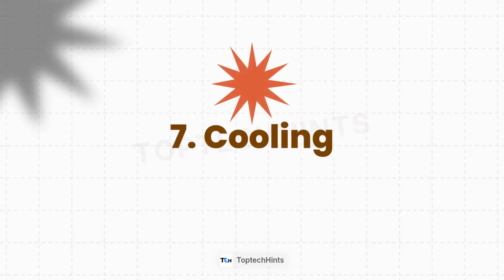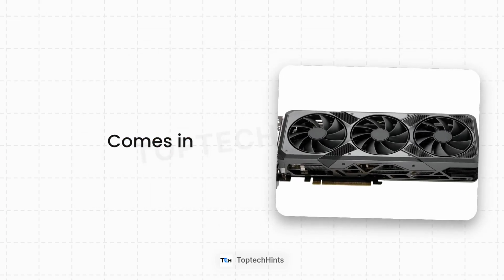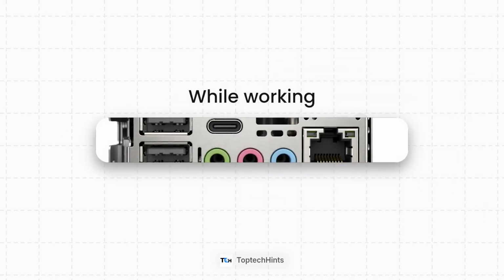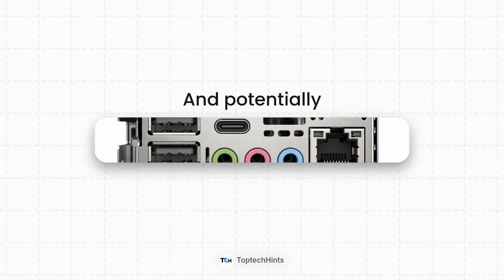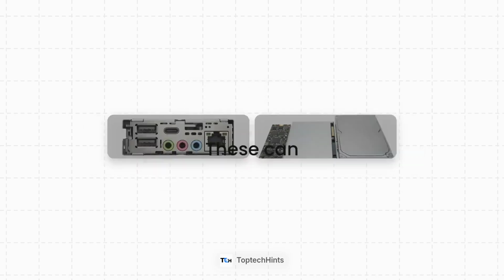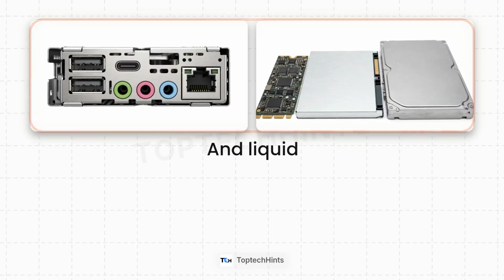Number 7, cooling. Now, what happens when your components get hot? That's where cooling comes in. CPUs, GPUs, and other components generate heat while working. Too much heat can reduce performance and potentially damage hardware. That's why PCs use cooling systems. These can include fans, heat sinks, thermal paste, and liquid cooling systems.